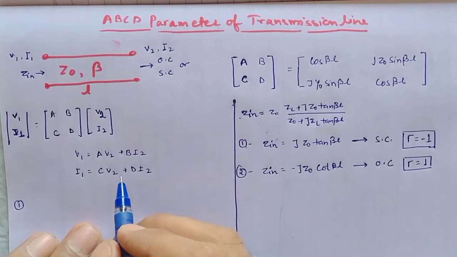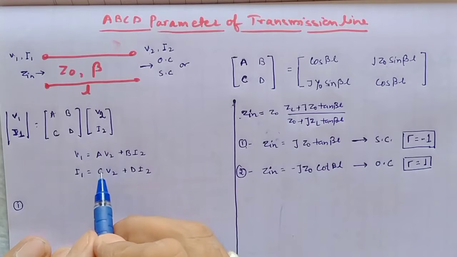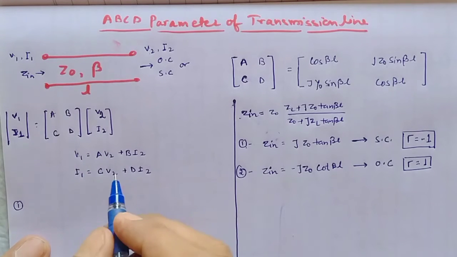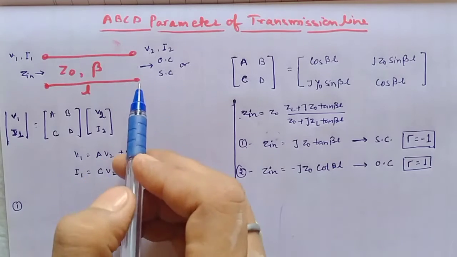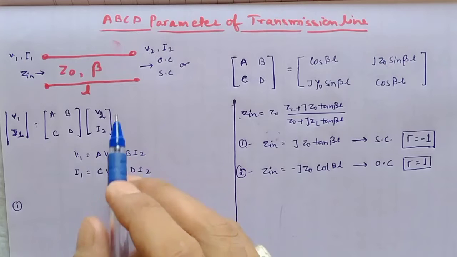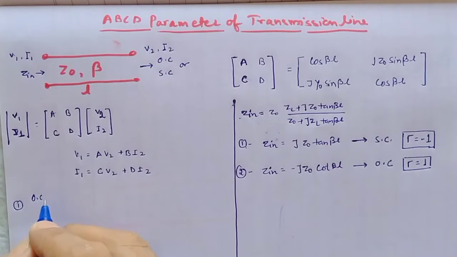So I can keep the first condition. I can make I2 0, then I can find out A and C, which will be V1 by V2 and I1 by V2. So for that, making I2 0, I will make it open circuit. When I make open circuit, I will use these conditions, and when I make short circuit, I will use this condition. So first I will make open circuit.